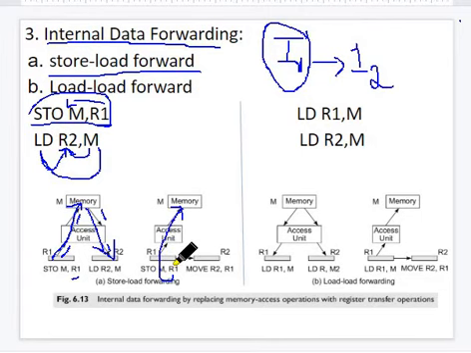Does it mean R1 lost a value? No, a copy is stored. Instead of taking data from memory, if the very next instruction is a load, why take it from memory, which will take more cycles? Take a copy from R1 itself. So here, cancel this M and write R1.